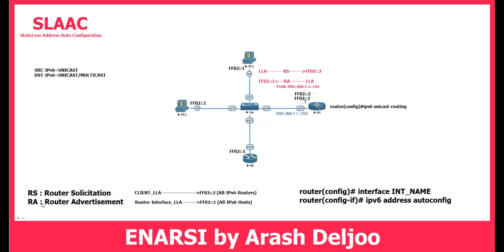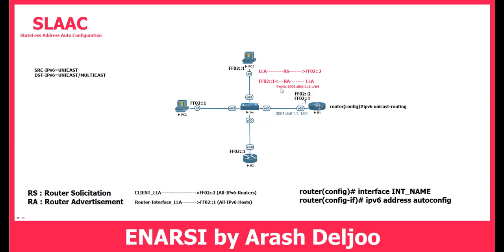RA is the abbreviation of router advertisement. The RA's destination IPv6 address is FF02::1, and you know that this destination address is the multicast address for all IPv6 hosts. This means that PC1, PC2, and this router can take this RA. Included in the RA, we have the prefix of this network. For example, the interface of R1, Eth0/0, has 2001:DB8:1::1/64 as its IP address.